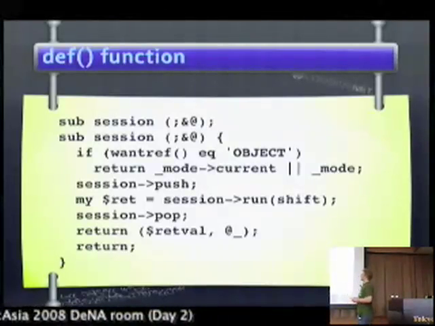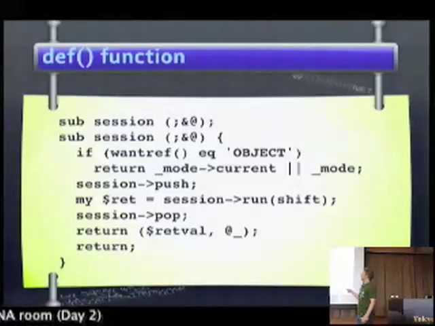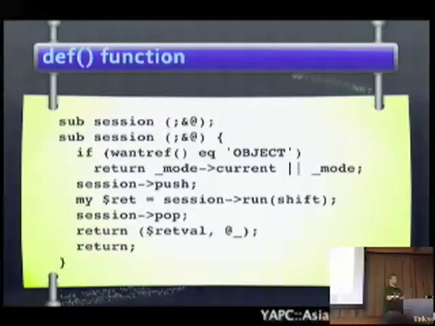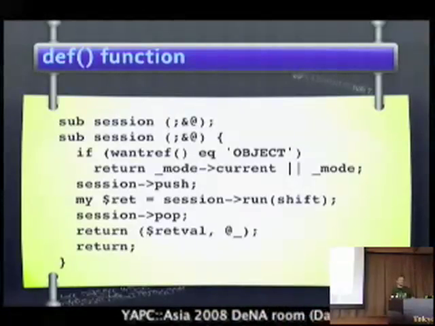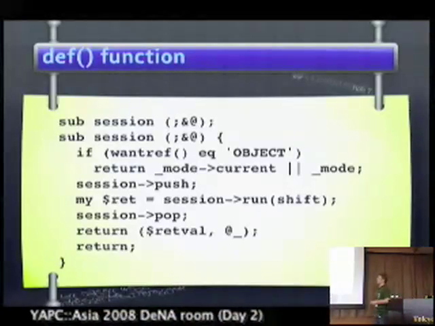If that isn't the case, then what we think you want to do is run a code block. And so we'll push a new session onto the stack, and we'll run the code that you've given us, pop the session off of the stack, and then return the value that we've gotten as a result of running the code. Again, we have another return in here, and that just makes Perl happy. So these are the building blocks for this particular DSL.